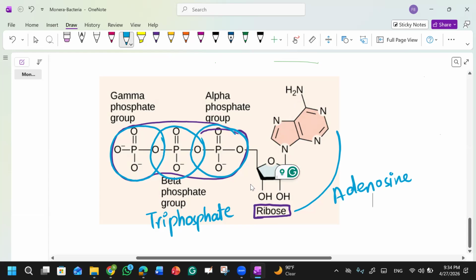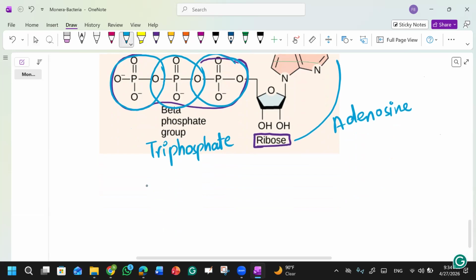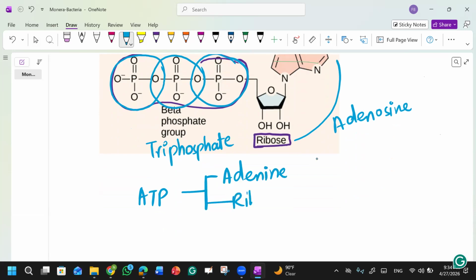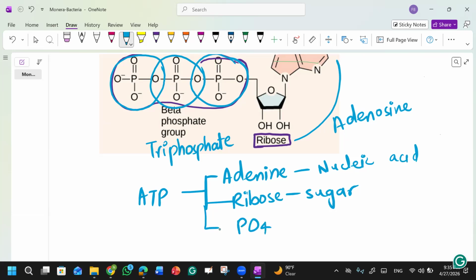You will study this at an advanced level. For now, you just need to know that in ATP you have three things basically. Firstly, adenine. And you have ribose sugar. This is a sugar molecule, right? And adenine is a nucleic acid. And then you have phosphate groups. PO4 2 minus, you have three phosphate groups. These three things make one ATP molecule.